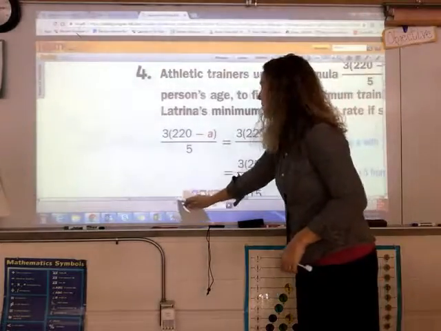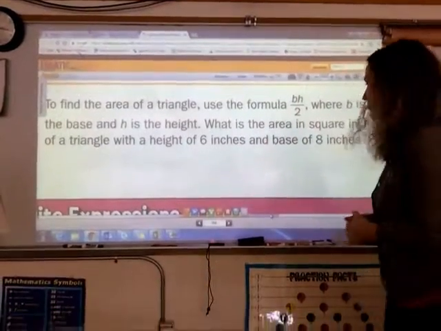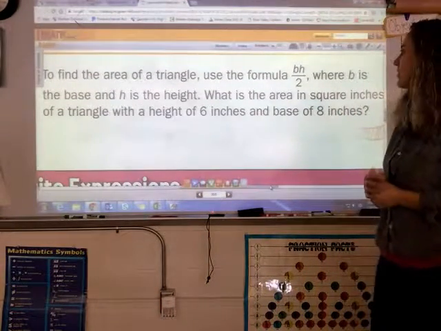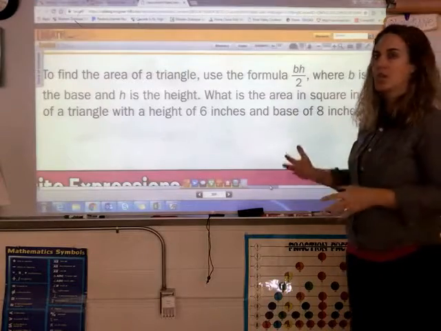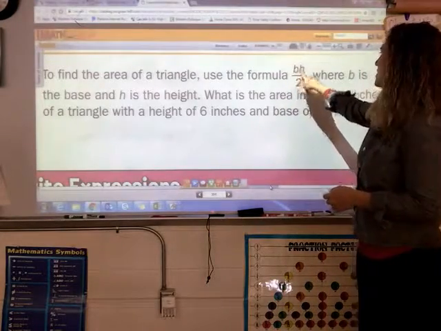There's an example on the top of 351 that you can take a look. We'll be taking a look at the Got It practice problem on the top of page 351 real briefly here. We're looking at finding the area of a triangle. They give us the formula or the expression of b times h divided by 2. B represents our base, h is our height.